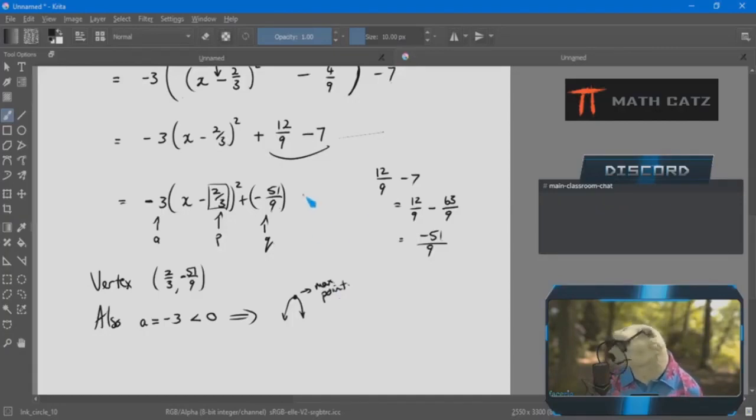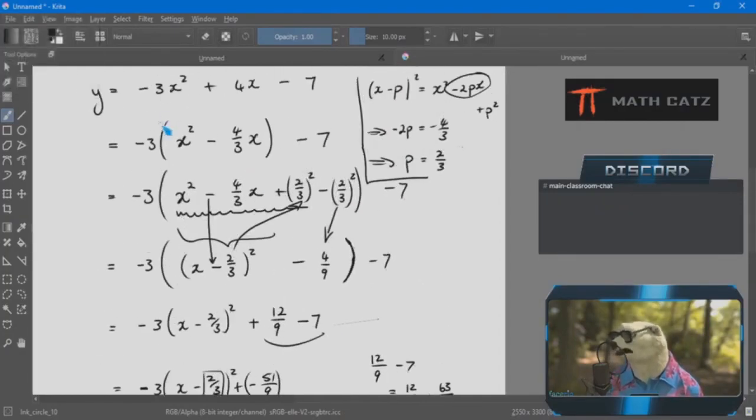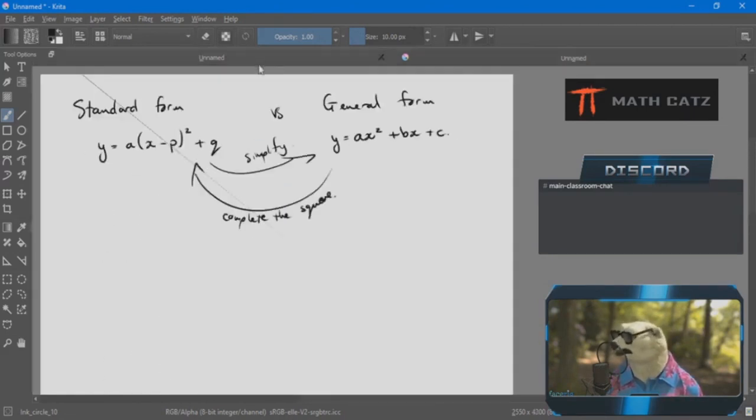That usually happens when I just have some integers here in my general form. Often the vertex location is a little unpleasant. All right. So you decide how you feel about completing the square. It is unfortunately necessary if I want to go from the general form to see the standard form and the vertex and everything.